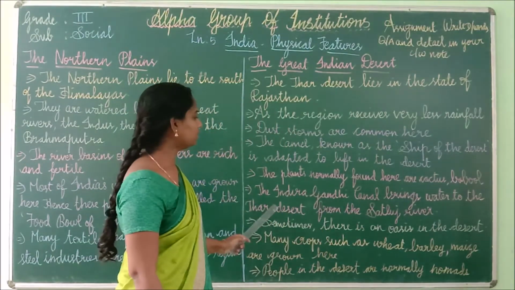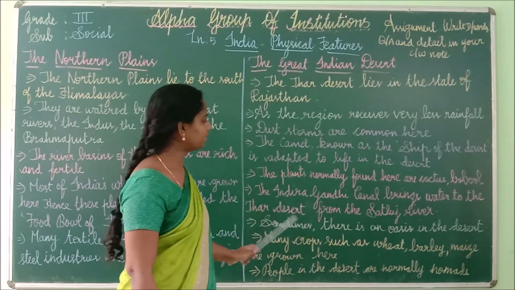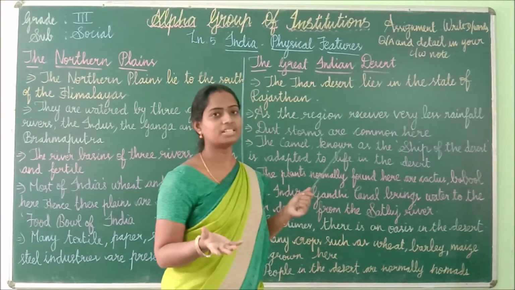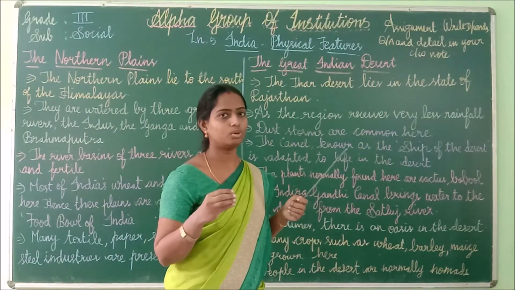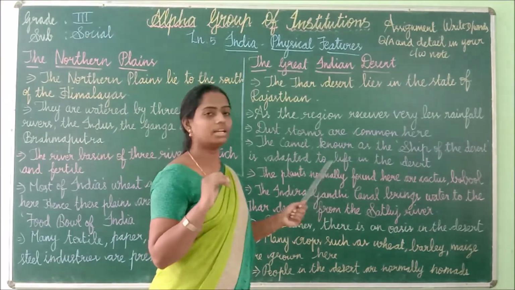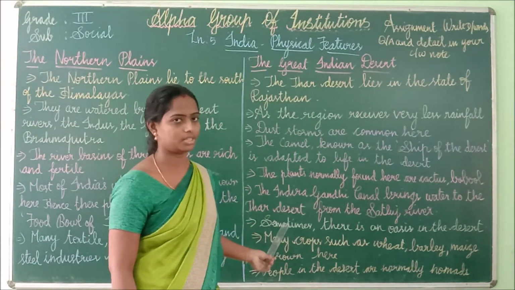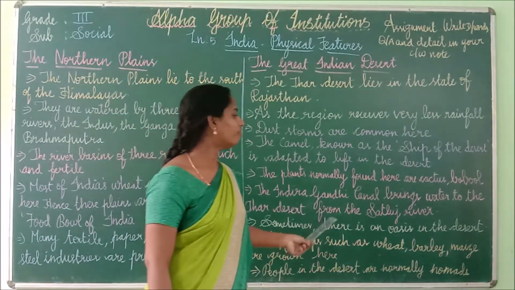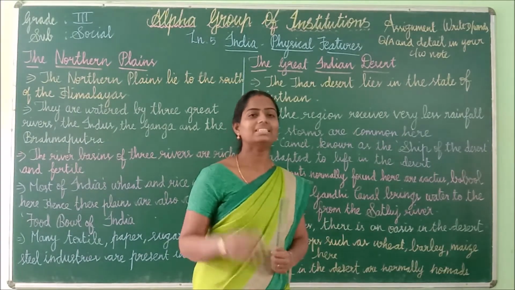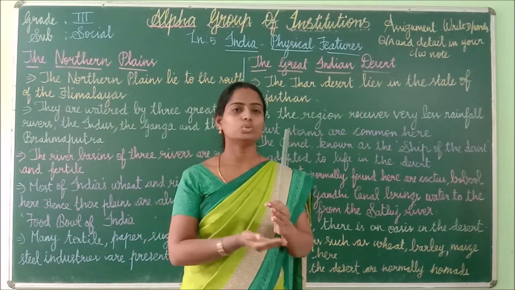Okay, and then the Indira Gandhi Canal brings water to the Thar desert from the Satluj river. See, without water it is very tough to live. The name of the canal is Indira Gandhi. What does it do? It brings water to the Thar desert from the Satluj river. Which river, children? Satluj river. From the Satluj river, the Indira Gandhi Canal, which is the way, takes the water to the Thar desert.